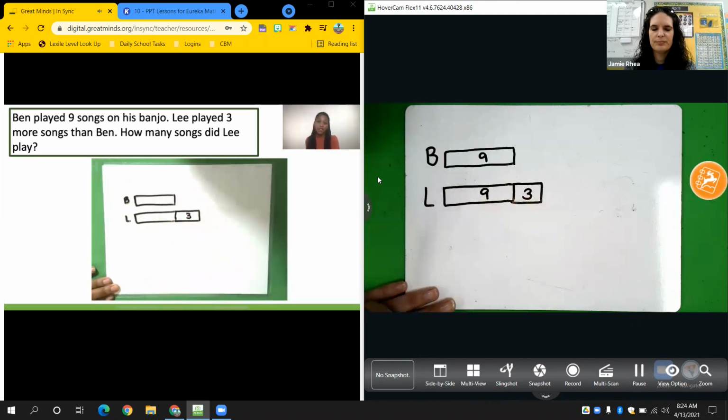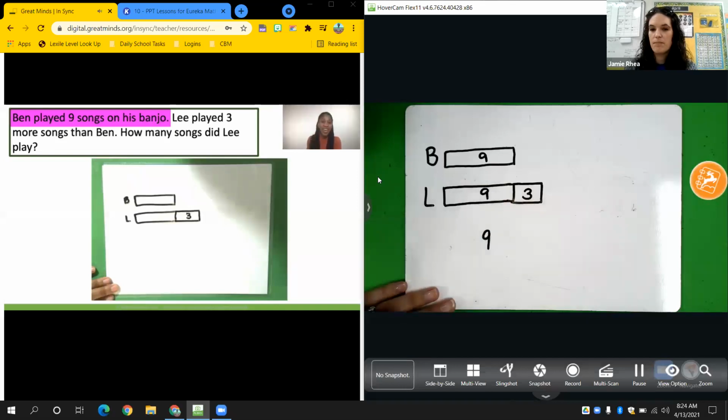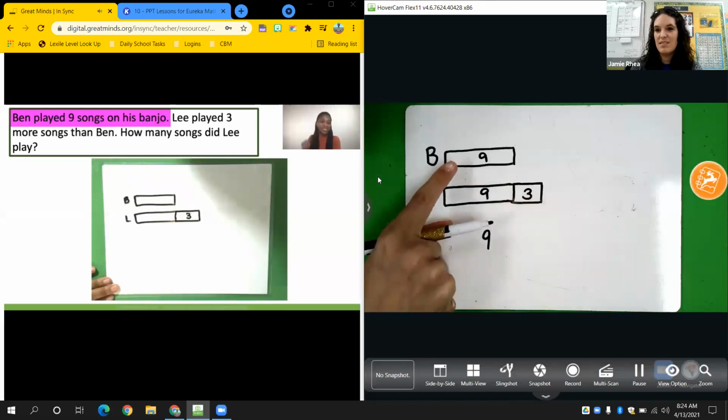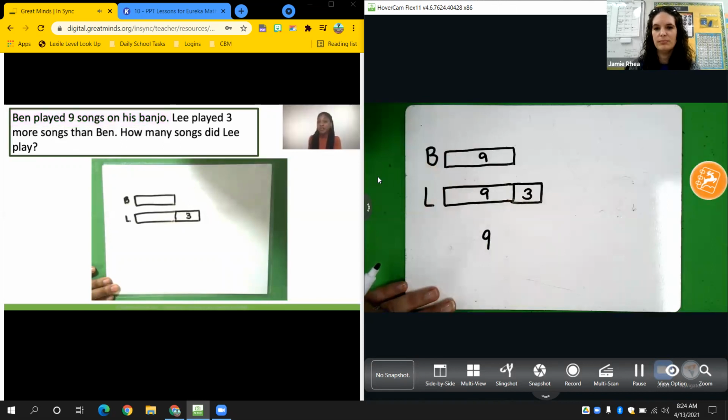Now let's go back and read our word problem. The first sentence says, Ben played 9 songs on his band. What new information can we add to our tape diagrams? That they both had 9. Yeah, we can show that Ben played 9 songs. Let's write that.